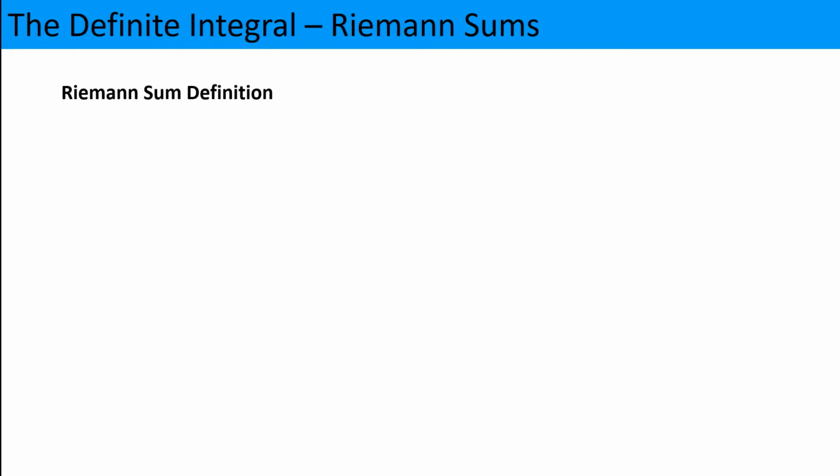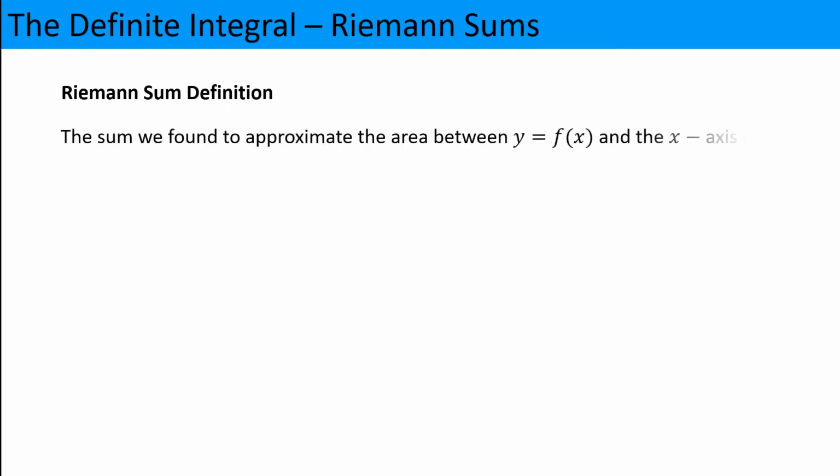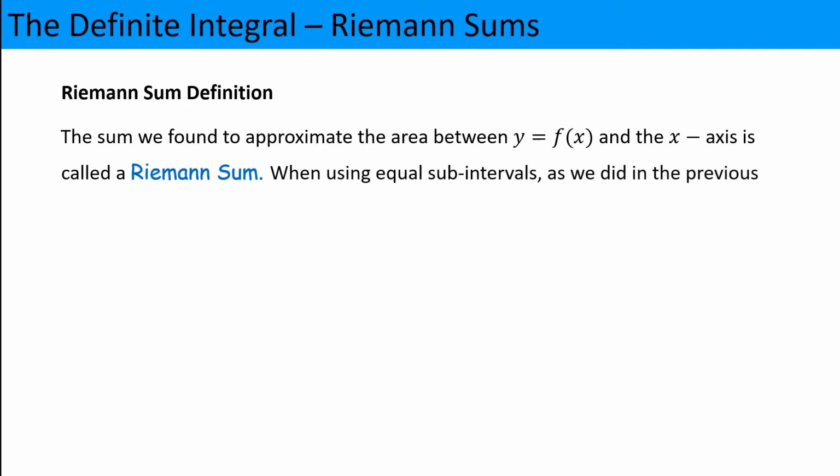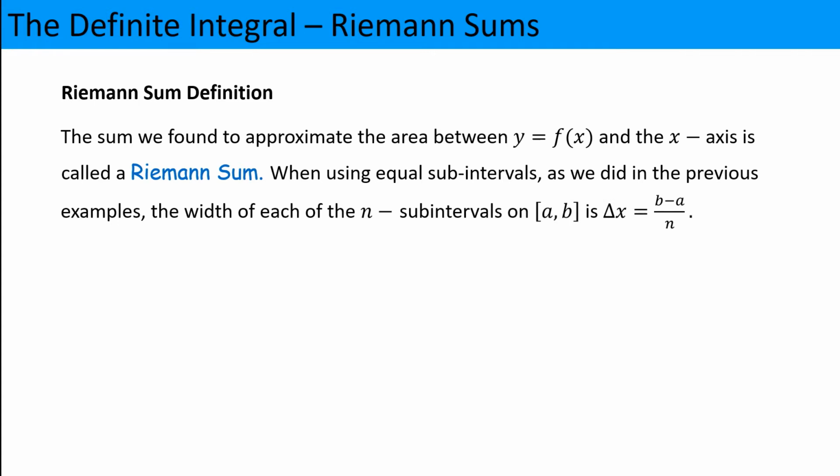Riemann sum definition. The sum we found to approximate the area between y equals f of x and the x-axis is called a Riemann sum. When using equal subintervals as we did in the previous examples, the width of each of the n subintervals on [a, b] is delta x, which we write as (b minus a) over n. That's just the width of the rectangle.